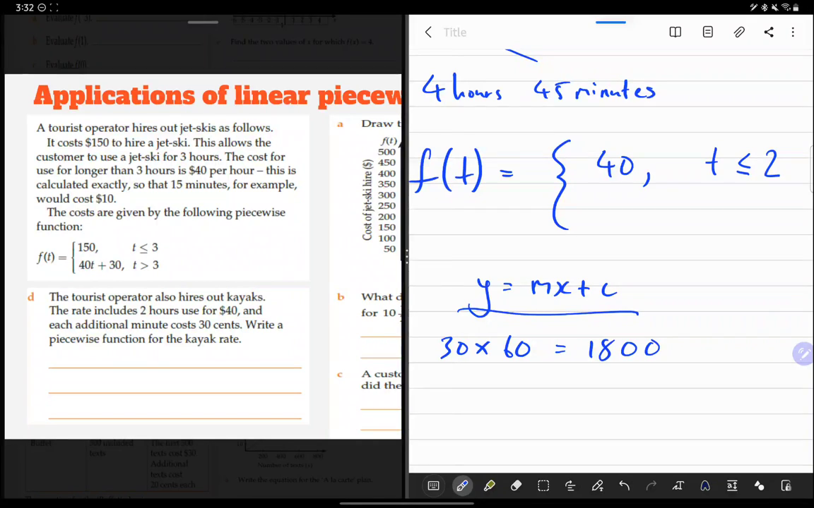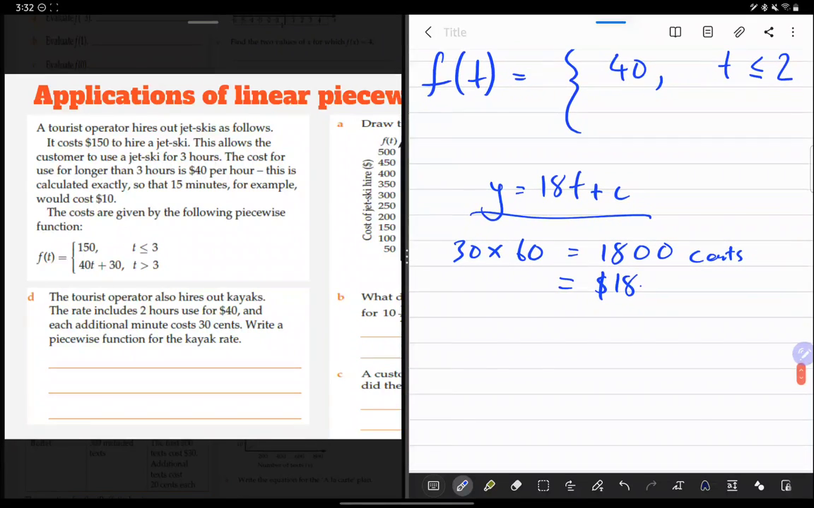So that means $18, because this is cents. It's $18 per hour. Cool. So we know that m should be 18. Let's change that to t now. Now, I don't know what c is yet, but I just know that I want it to match exactly. So when t equals 2, I want it to match that.